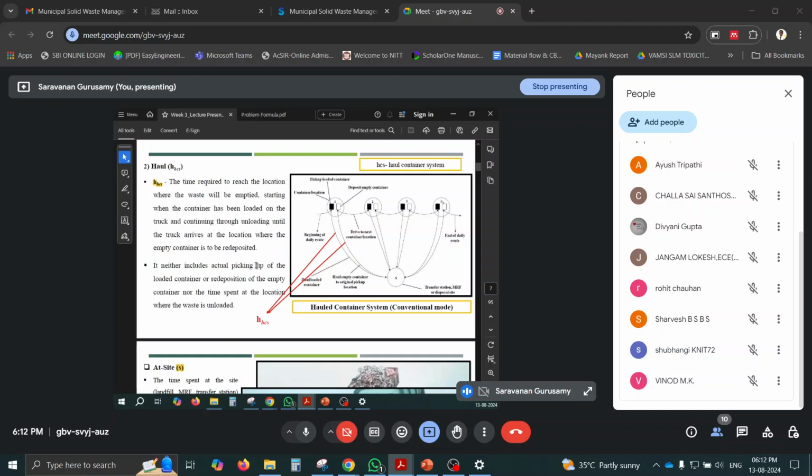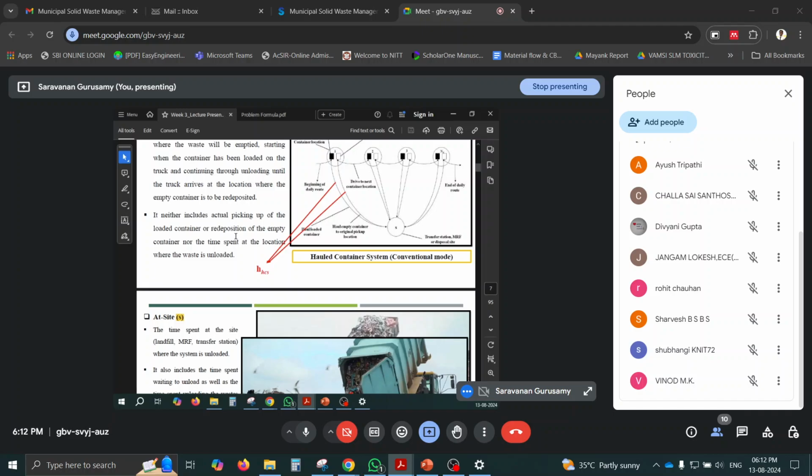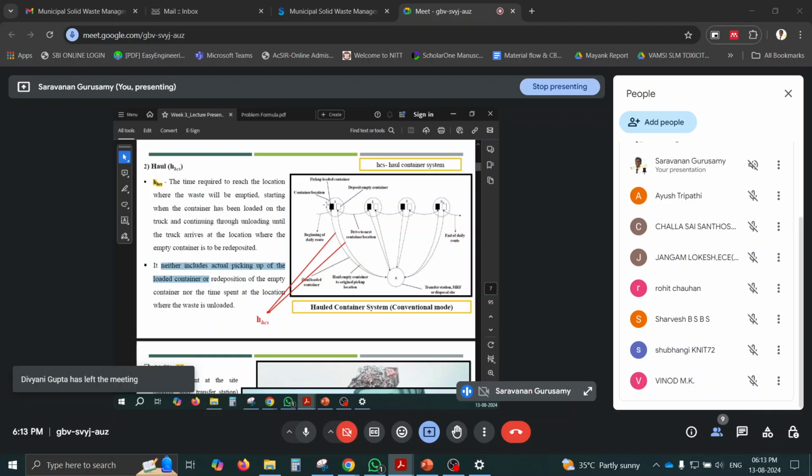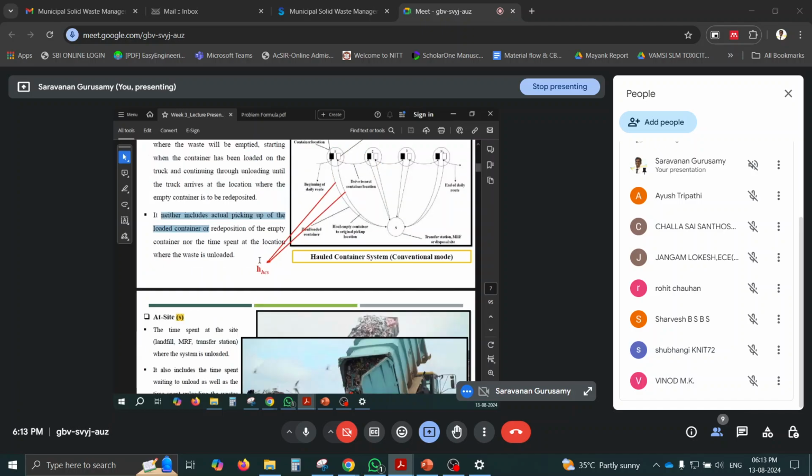Here you can see it does not include the actual pickup time of the load, because pickup time is included in PHCS. So here we are not including that time. Only the time traveled between the location and the disposal site is considered. That is the HCS.